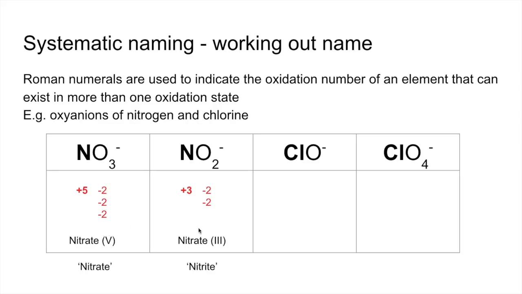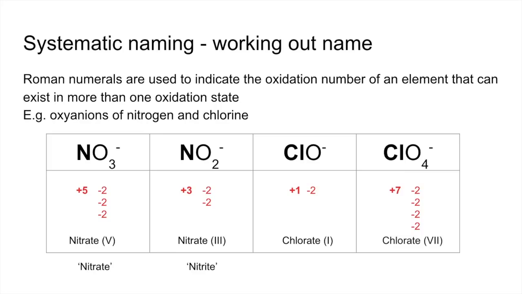So the next ones, the 2 chlorine ones, we'll do the same thing again. So we've got -2 from that 1 oxygen. We need to be left with -1 charge, so chlorine's got to be +1, therefore this is called chlorate(I). And in the final one, we've got 4 times 2-, so that's 8- from that. We've got to be left with 1-, so this time it's +7, so that's called chlorate(VII).